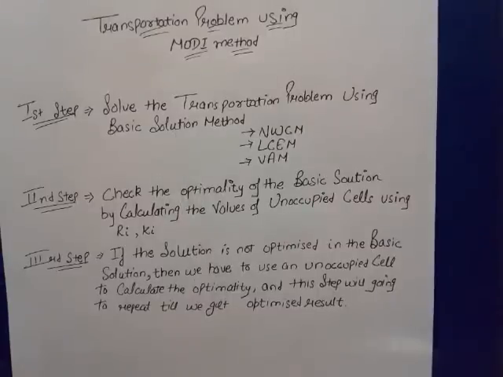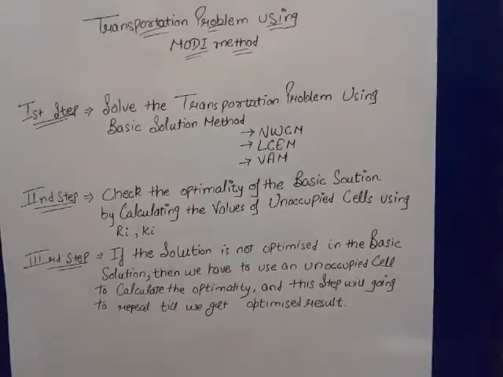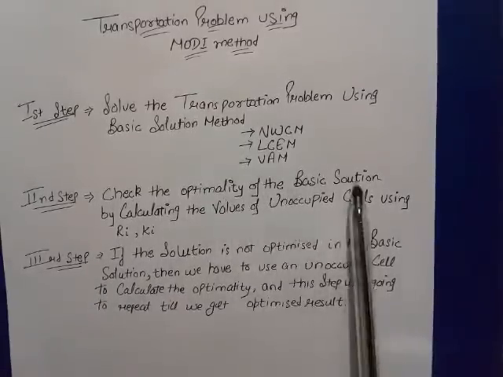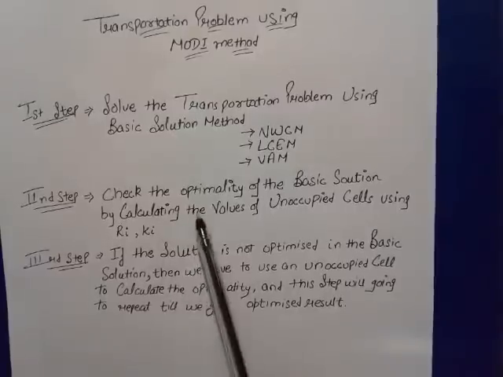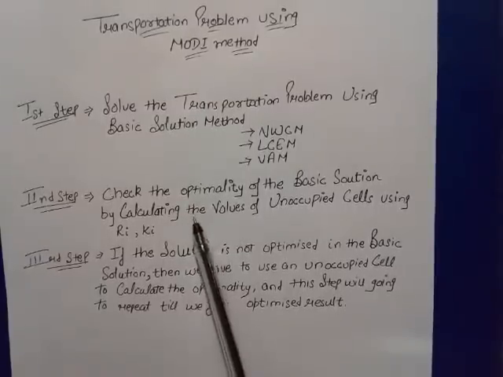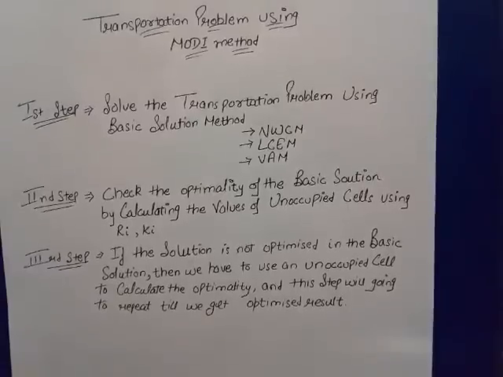of a transportation problem. After getting the basic solution, the second step is to check the optimality of the basic solution by calculating the value of unoccupied cells using R1 and K1. So this is a practical aspect. I will talk in detail about it in the question itself.